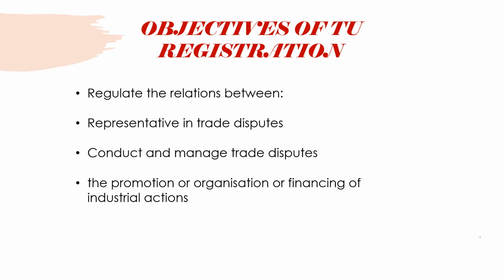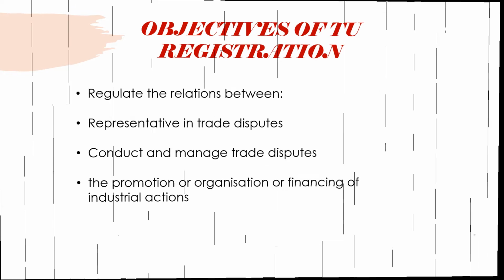The objectives of trade union registration include: to regulate the relations between employer and employees, or employee and employee, or employer and employer. Apart from that, the trade union is the representative in trade disputes, and the objective of registration also is to conduct and manage trade disputes and the promotion, organization or financing of industrial action.